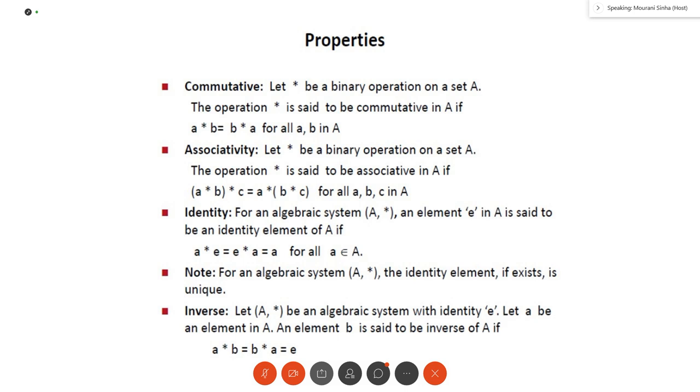So in one slide, you can get the commutative law, A star B equals B star A, the associative law, then the identity, then you have the inverse.